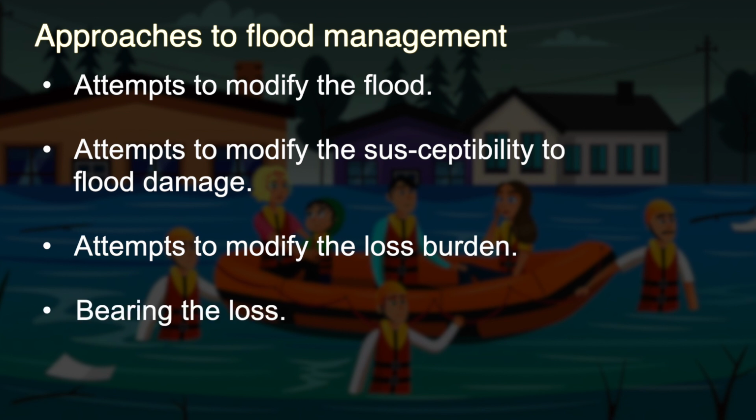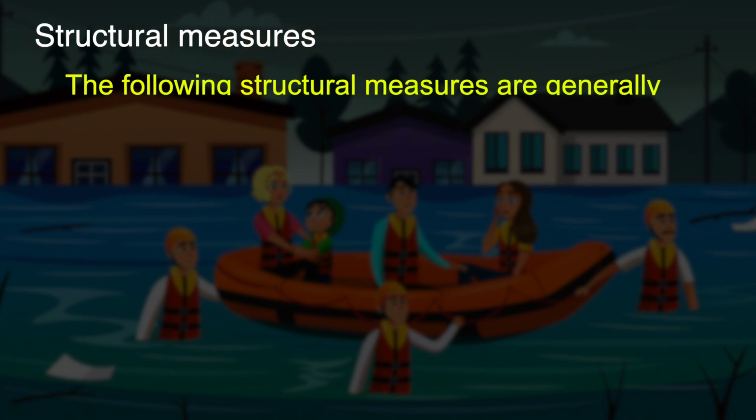The main thrust of the flood protection program undertaken in India so far has been an attempt to modify the flood in the form of physical, which is structural measures, to prevent the flood waters from reaching potential damage centers and modify susceptibility to flood damage through early warning systems. Now let's look at the structural measures.